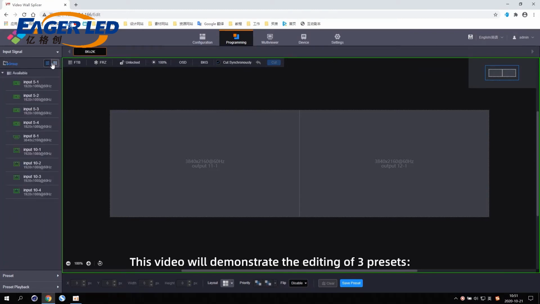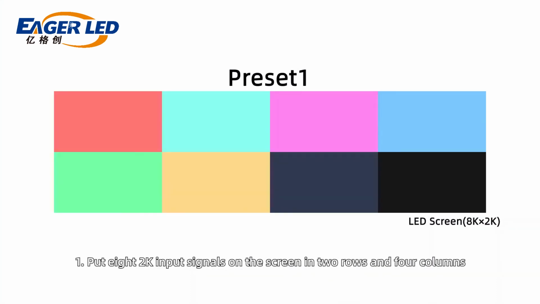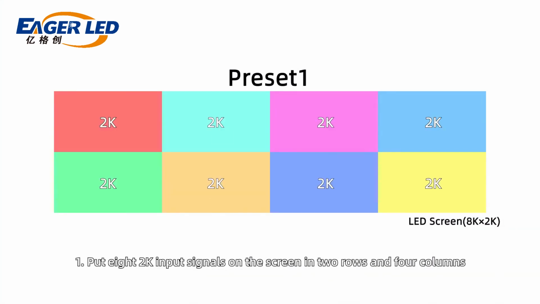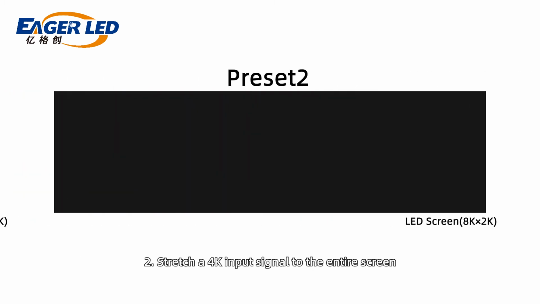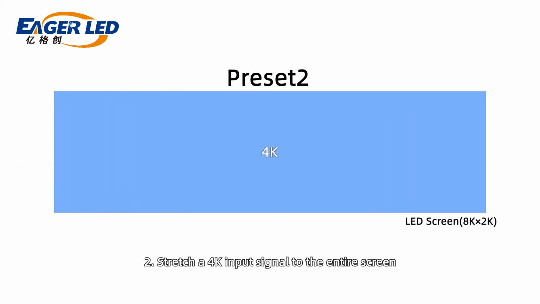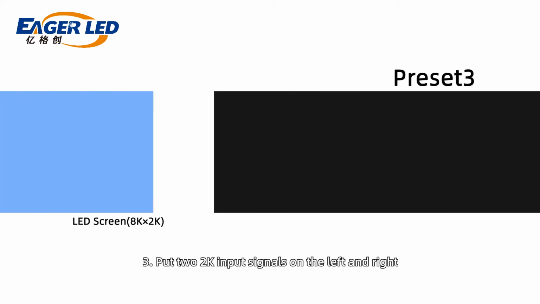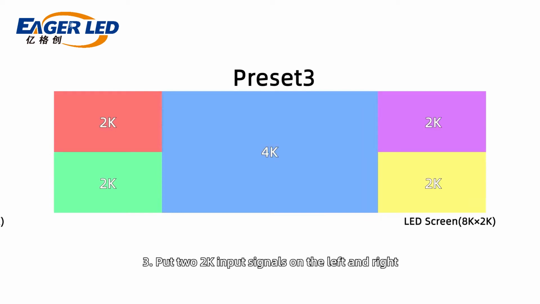This video will demonstrate the editing of 3 presets. 1. Put 8 2K input signals on the screen in 2 rows and 4 columns. Make the LED screen display pixel by pixel. 2. Stretch a 4K input signal to the entire screen. 3. Put 2 2K input signals on the left and right and 1 4K by 2K input signal in the middle.